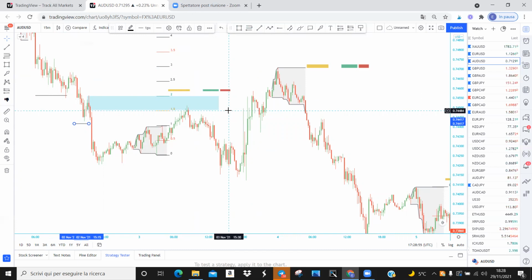Just to get your eyes trained to see these things, because I can see them more quickly just because I've been trading for a long time. But you need to get used to seeing certain things. You need to get your eyes trained.